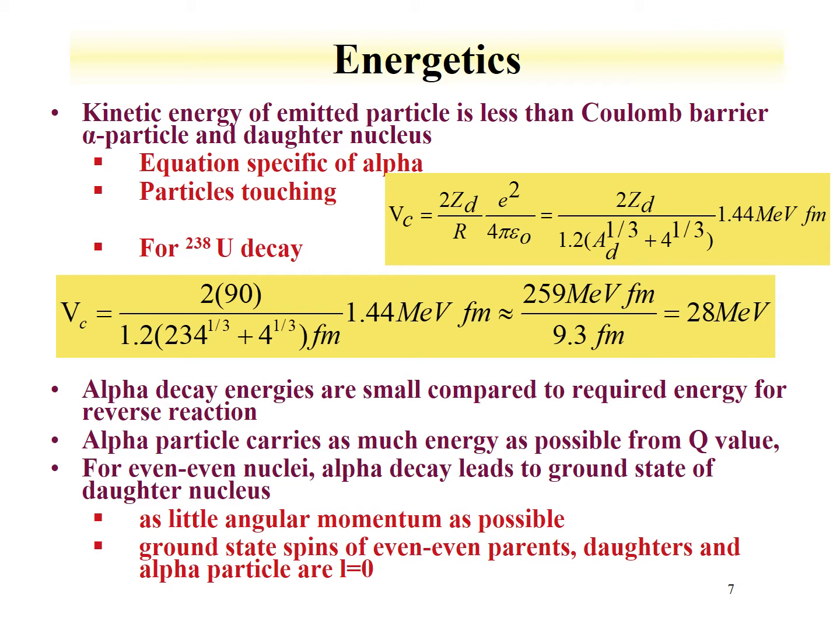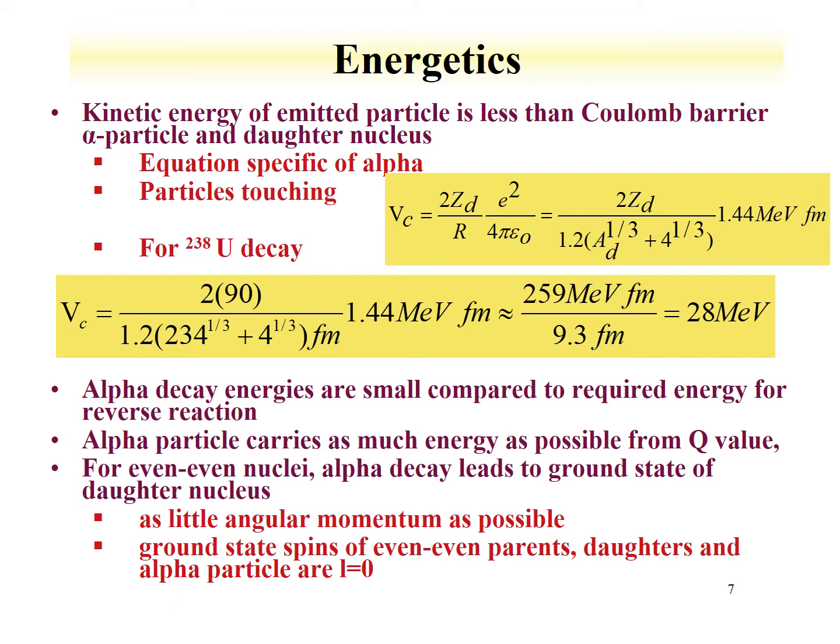And here's our equation that we'll use for the Coulomb barrier. 2, because since we're solving this for alpha, the Z of the alpha particle is 2. 2ZR 1.44 MeV. So we'll rearrange this equation and plug in the values for the particle that we're interested in.